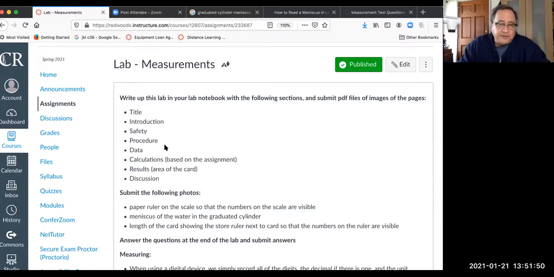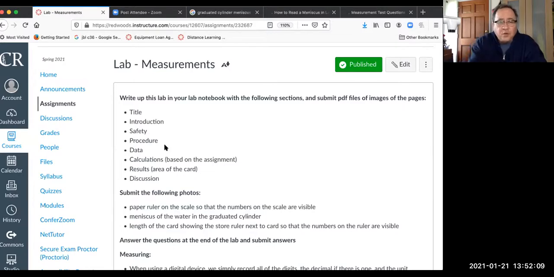What are the safety issues for this lab? Well, there aren't any. There are no significant safety issues, so you would write that. Never leave a safety section out of your lab write-up. Always put it in there, because if you leave it out, you're going to lose points.